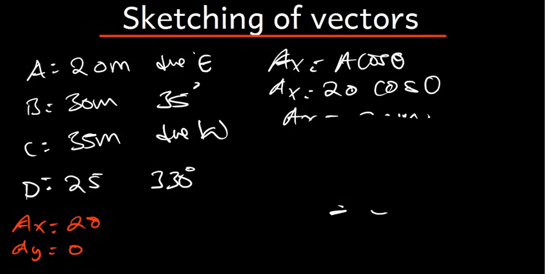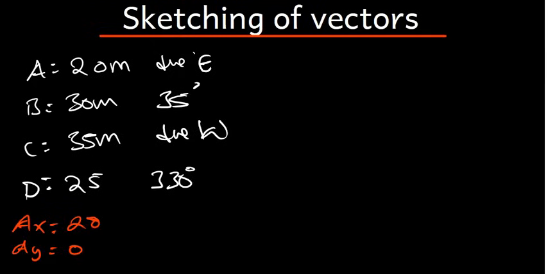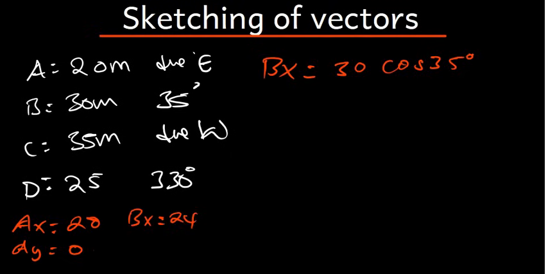Let's go to the next vector. We have vector b. Let's resolve vector b into x and y components, because we want to find the resultant. So bx is going to be equal to b cos theta. It's going to be 30 cos 35. Let's see what we're going to get: 30 cos 35, so it's 24.57. Okay, so I'm going to put it here. Bx is 24.57.